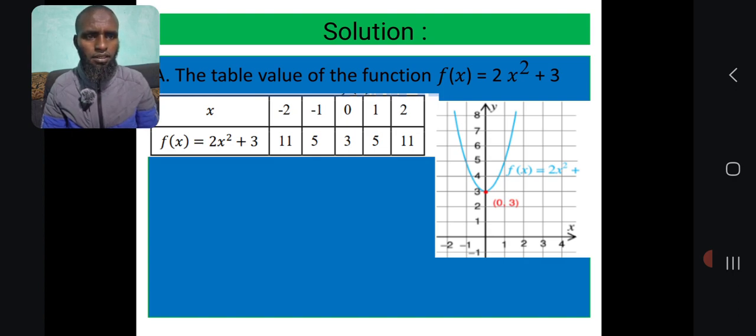What is changed there is the value of the vertex. It is changed from the origin to 0, 3. That change is brought by the difference in C. C is added to be 3. That means we have to extend our graph from 0 to 3 above the x-axis.